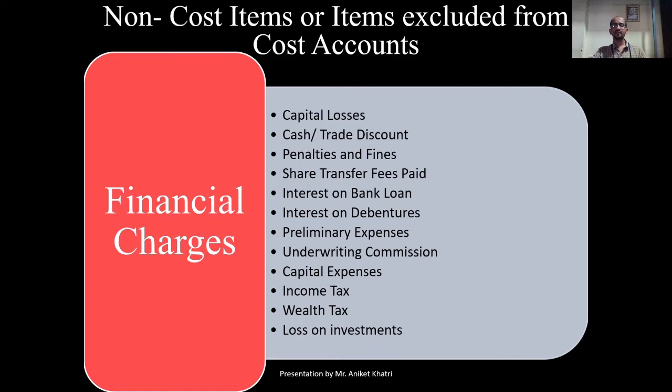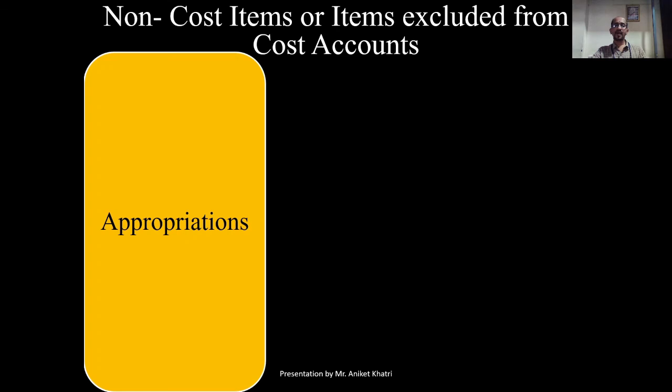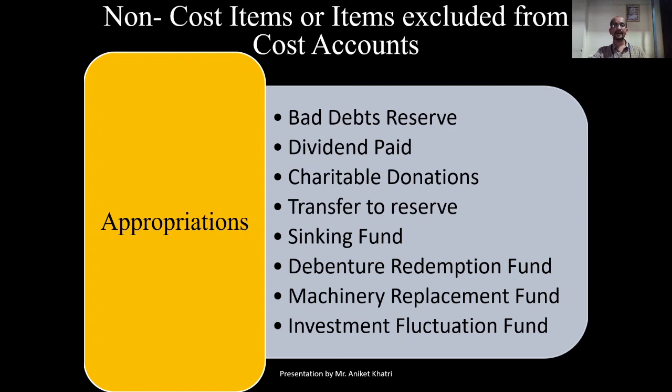Next, loss on investment. Next is some appropriations. So we do some appropriations of profit, and this is also excluded from the cost accounts. For example, bad debt reserve, dividend paid. Dividend paid is also one of the items which comes frequently. Charitable donations, transfer to reserve, sinking fund, debenture redemption fund, machinery replacement fund, and investment fluctuation fund. So these are all appropriations. Okay.